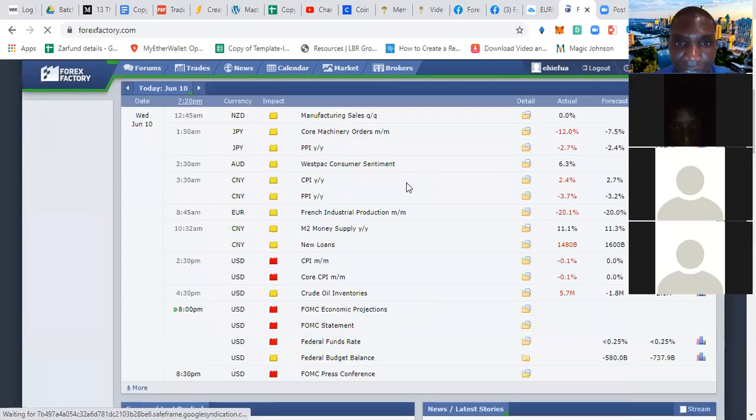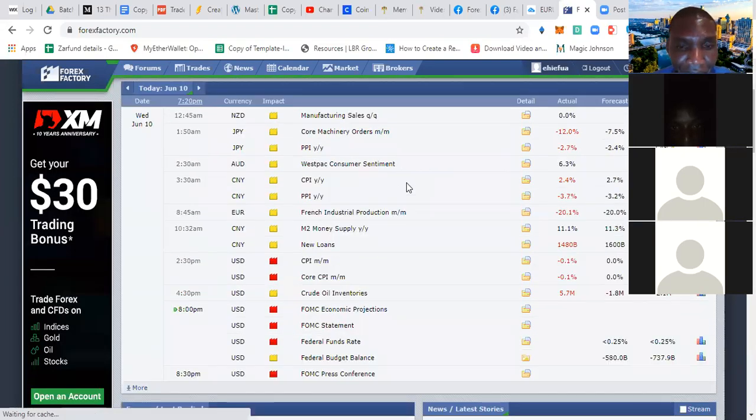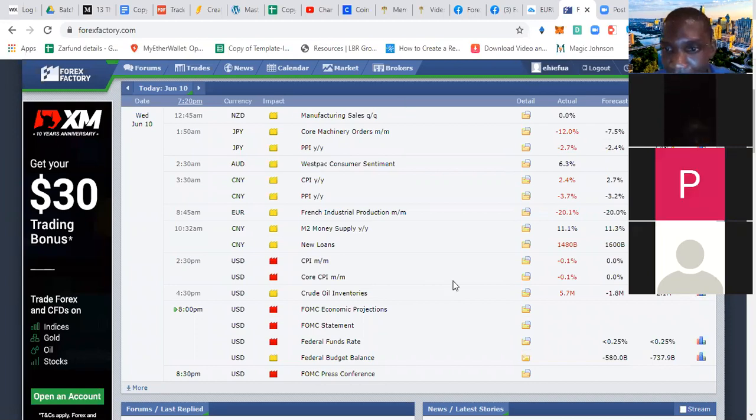Can you see my chart? Can you see my screen? Please answer if you can. Yes, we can. Can you see my screen? Yes, we can see it.